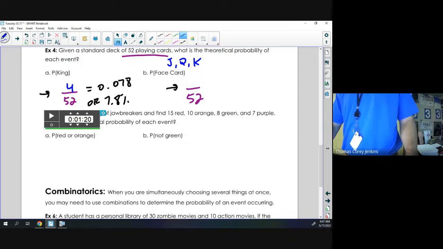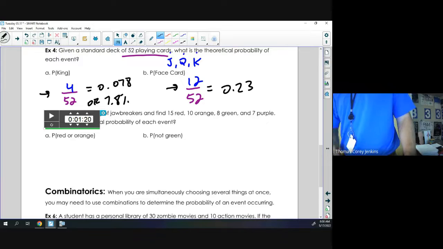So 4, 8, 12 out of the 52. So we're just going to triple our probability for the last one, right? So if we divide there, it's going to be 0.23, so just less than a 1 out of 4 chance.